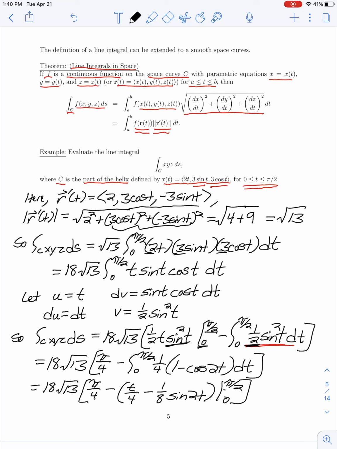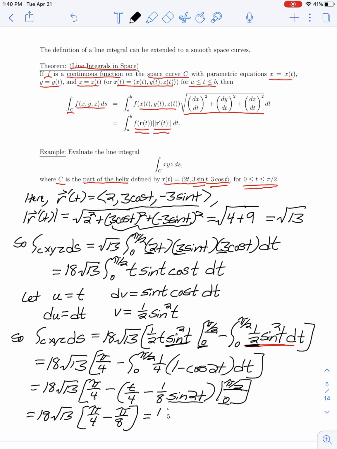So let's see what we have. When we plug in pi over 2 for t, we have sine of 2 times pi over 2, or sine of pi, which is 0. So writing this out, we've got our 8 root 13 times pi over 4 minus pi over 2 over 4 gives us pi over 8. Minus, when we plug in 0 for t, we have 0.